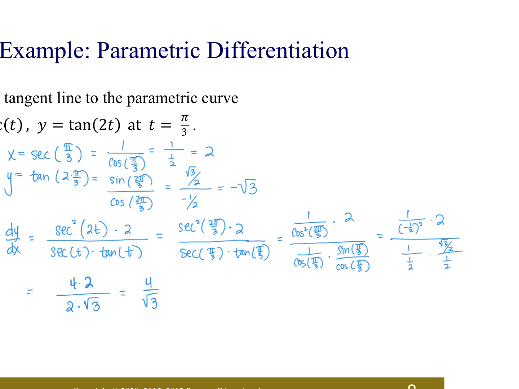So now we have all the parts we need. We have our point, which is 2 and -rad3, and we have our slope, which is 4 over rad3, so we can write our tangent line. So our tangent line will turn out to be y plus the square root of 3 equals 4 over the square root of 3 times (x minus 2).